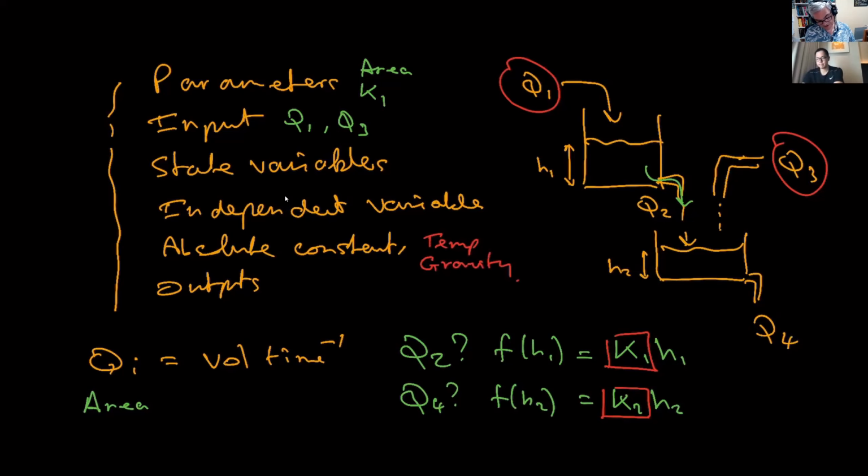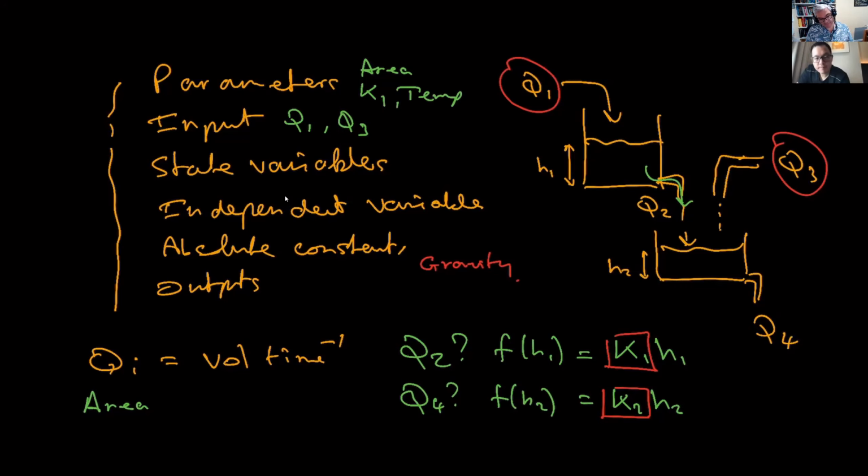Temperature, I guess, could be a parameter, come to think of it. Yeah, let's make that a temperature, because I could easily change the temperature. But gravity, I can't really easily change. So these are the absolute constants, okay?